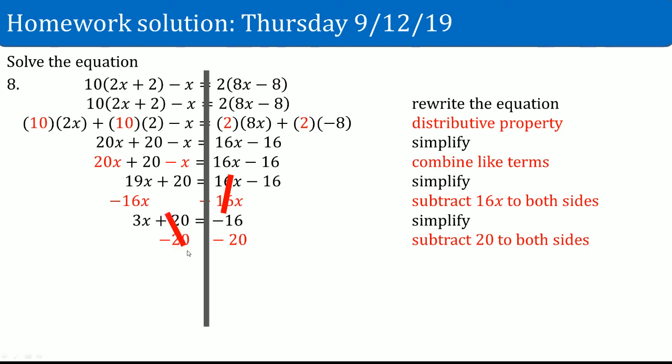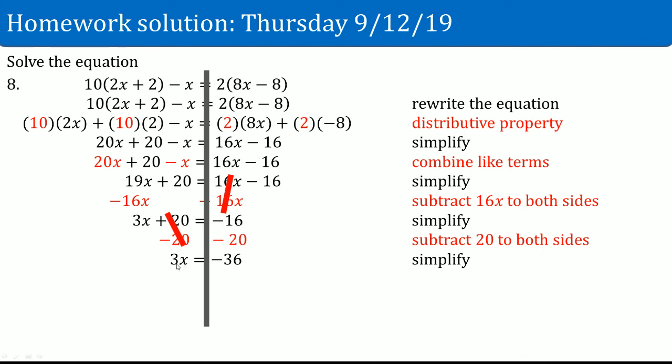This cancels out. What do you get left over on the left-hand side? Just the 3x. Negative 16 minus 20 becomes negative 36. This doesn't make sense to you? Grab a calculator. I know it's negative 36. Just put this in the calculator. Do it right now. Negative 16 minus 20. Plug in your calculator. You see? It says negative 36.